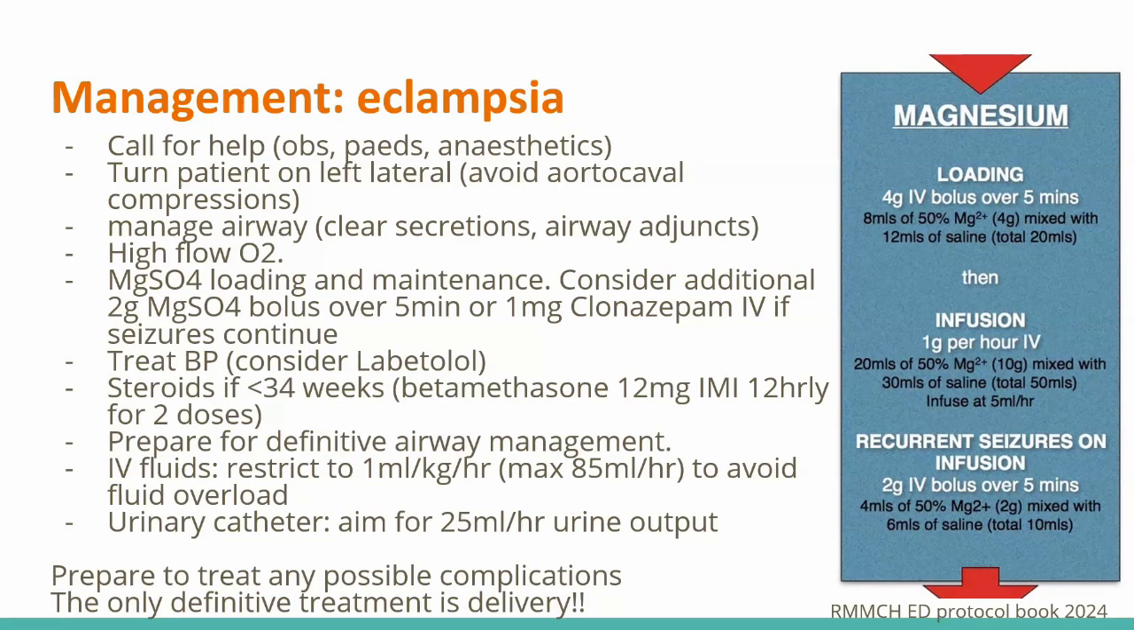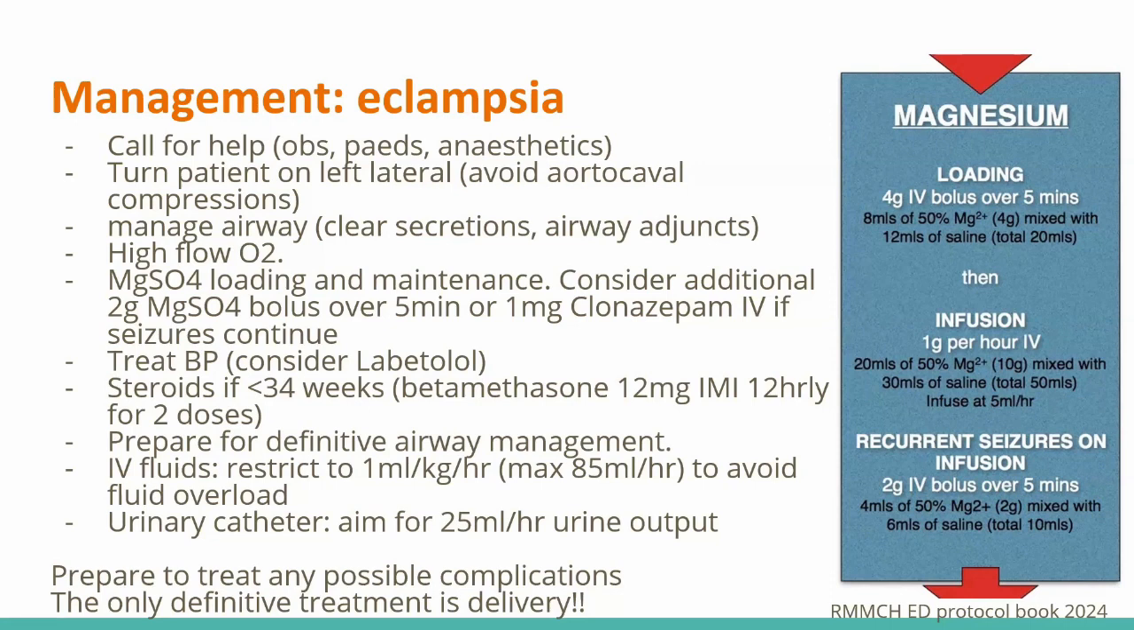We need to treat the blood pressure. So for that we use IV labetalol. That is our gold standard. I'll go into the doses in the next slide again. And then steroids, especially if the pregnancy is less than 34 weeks. We use betamethasone 12 milligrams IMI, 12 hourly for 2 doses.